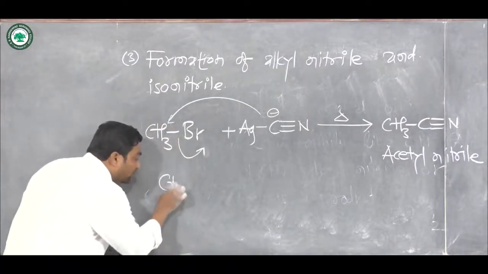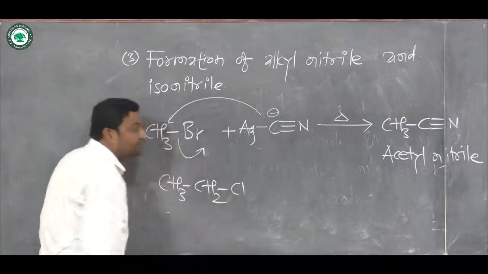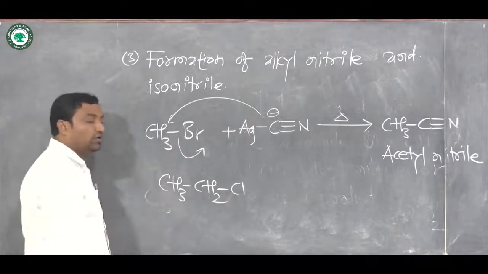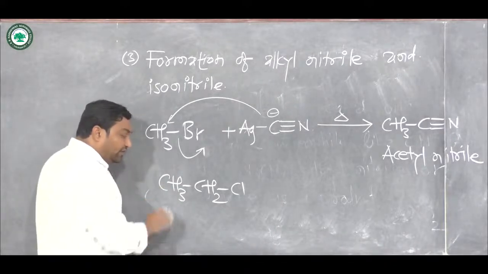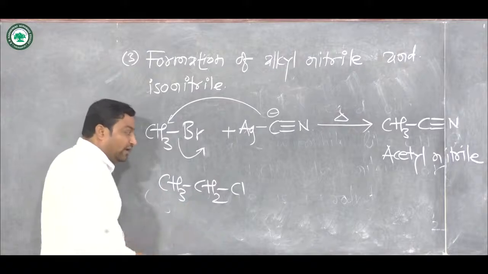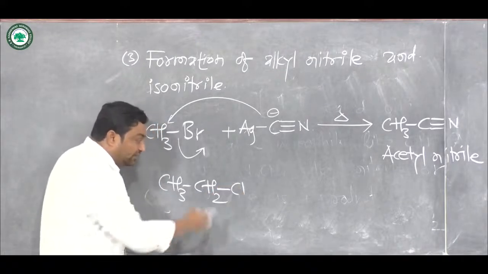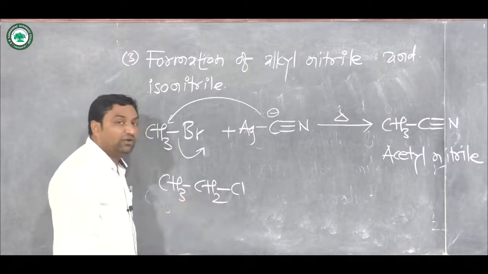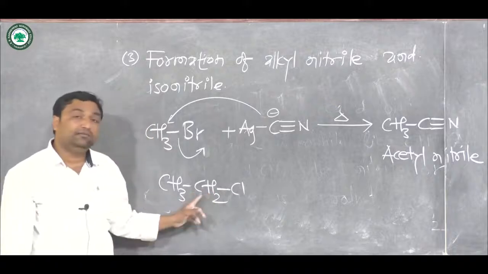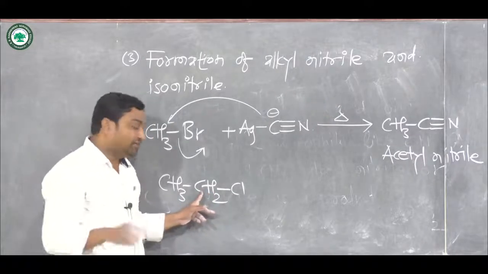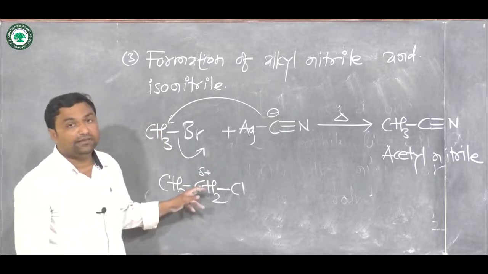Now if I treat ethyl chloride, you may use any alkyl halide. We know that due to higher electronegativity, the chlorine atom tries to attract electrons towards itself. As it attracts electrons from this carbon atom, the carbon becomes partial positive, meaning it becomes electrophilic in nature.